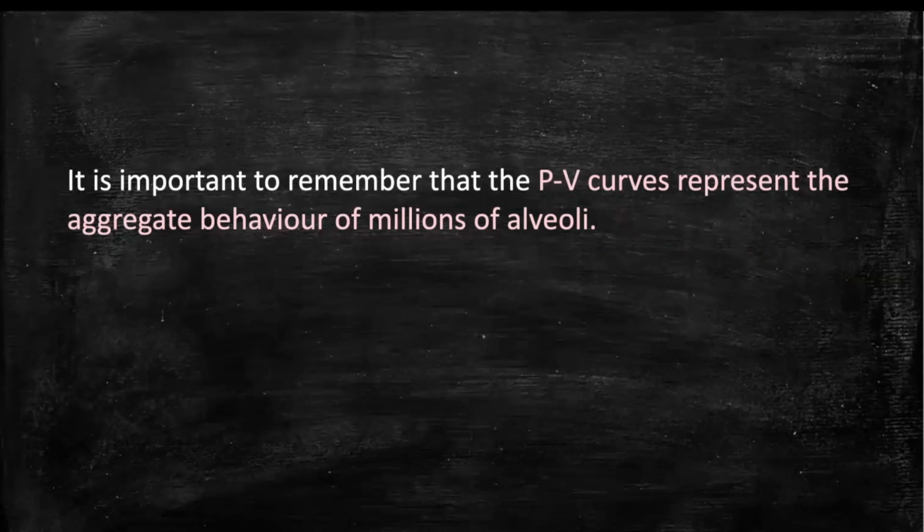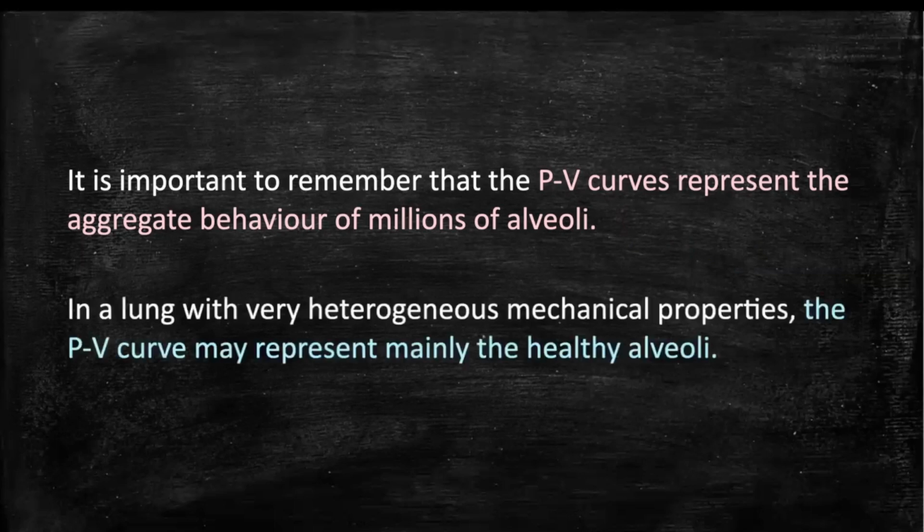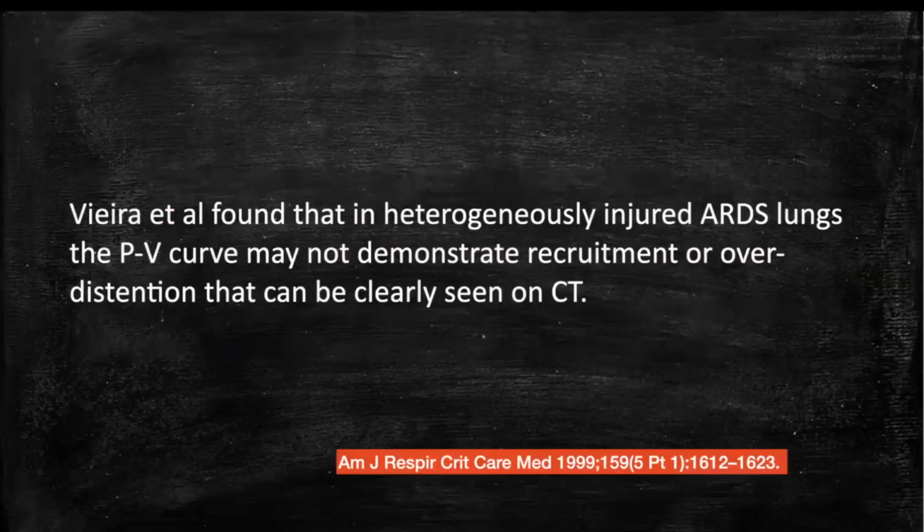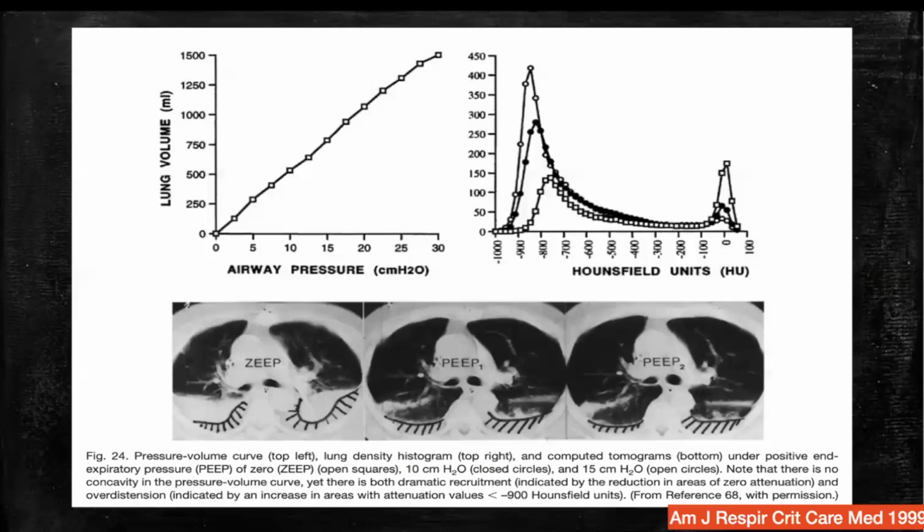One important factor which we also need to understand is that the PV curve which we are seeing on the ventilator screen is actually representing the aggregate behavior of millions of alveoli. That is important. So in a lung with heterogeneous mechanical properties like in ARDS, the PV curve may represent mainly the healthy alveoli. And this was actually proven by Vieira et al. in this study where they performed CT scan and compared. So they applied 0 PEEP, 10 PEEP and 15 PEEP, and you can see in the CT scan nice recruitment, but in the PV loop there is a straight line.